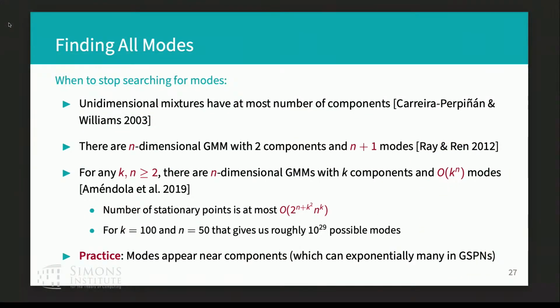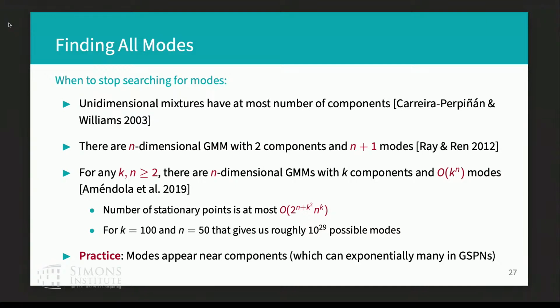Right. And then the other thing was, okay, can we at least know how many modes there are, even if we don't know where they are, because at least we can see if we have found them. But yeah, we also don't know about that. What people have shown is that if you have n-dimensional Gaussian mixture models with only 2 components, you can already have as many as n+1 modes. But if you have more than 2 components, then you can have exponentially many modes in the dimensions, right?